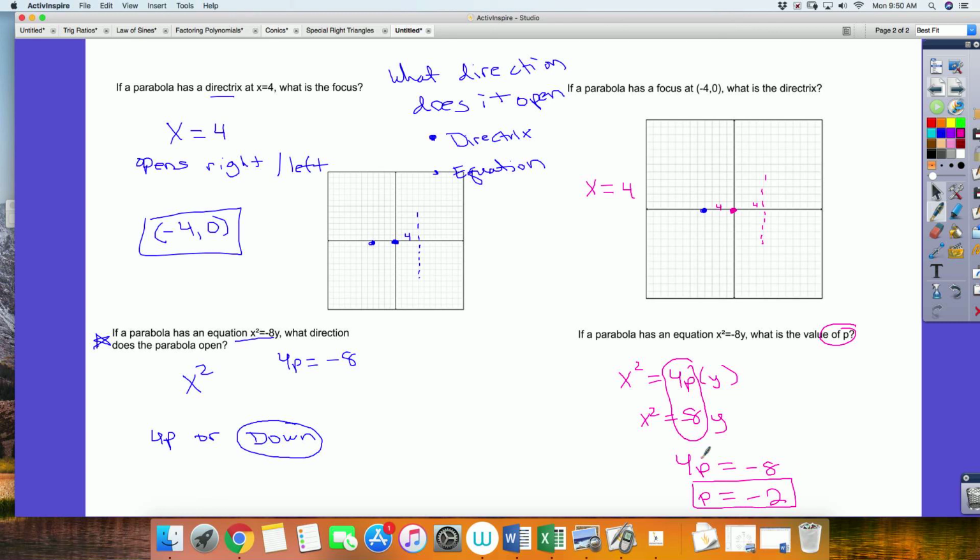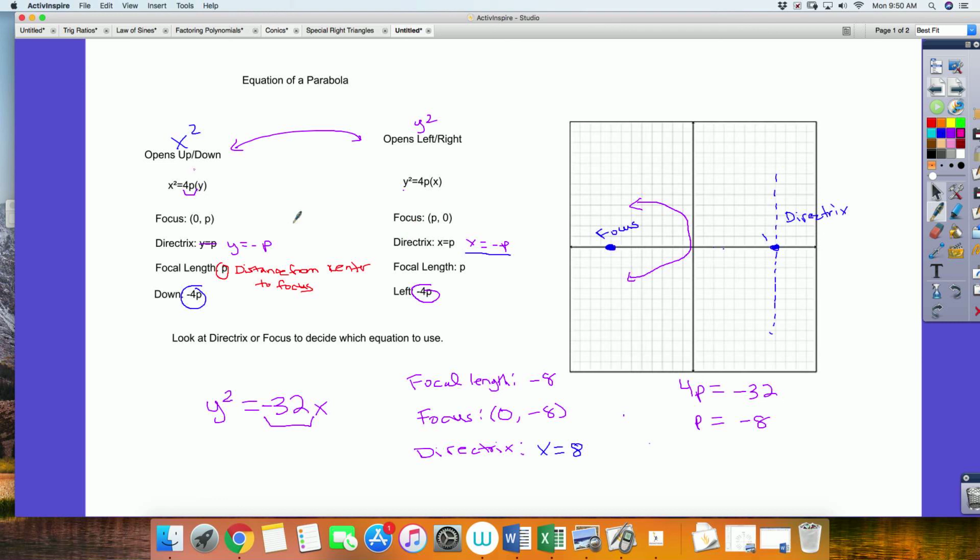So hopefully this quick overview has helped you. The key to this section really is having this set of notes in front of you and making sure that you always check, is it opening up or down, left or right, and using our directrix equations to help us with that.